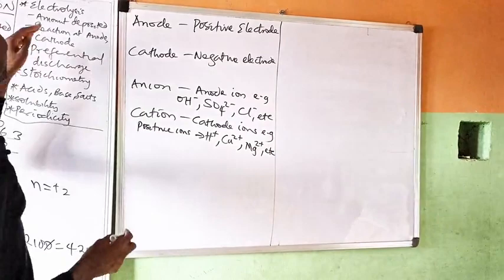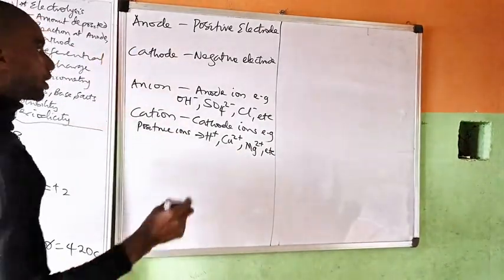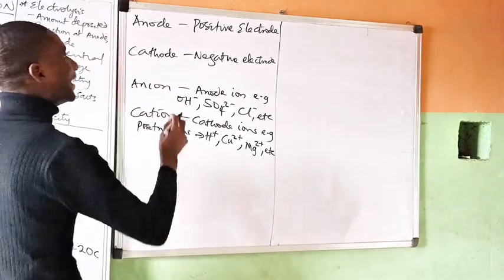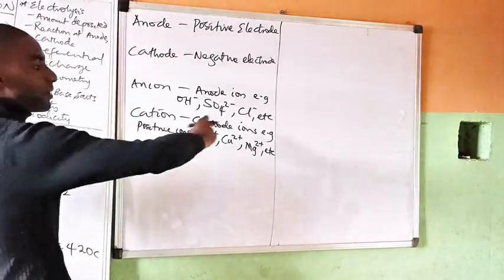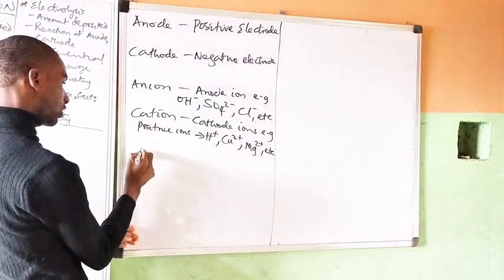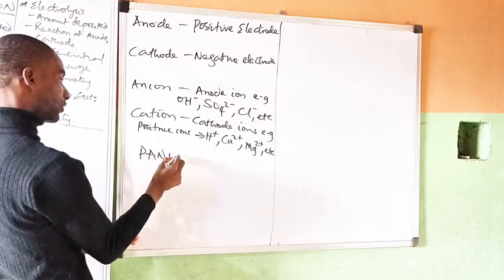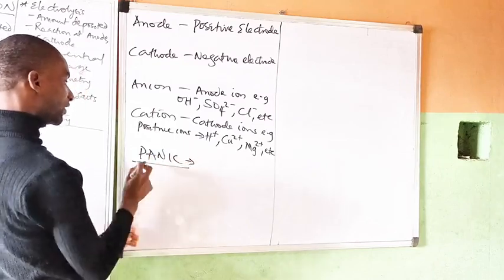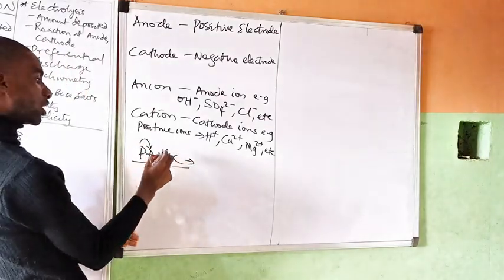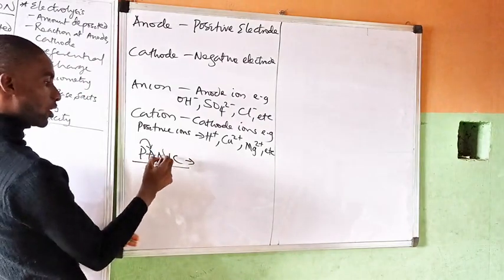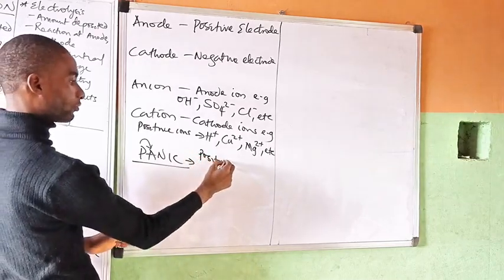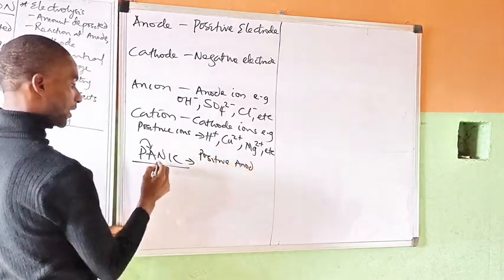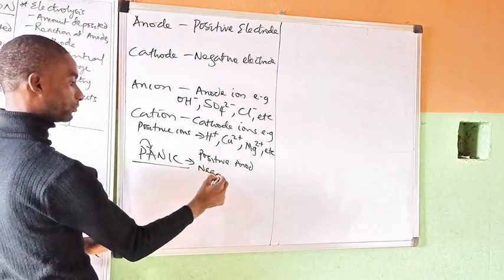Now, what occurs at the anode? I'm going to give you a mnemonic right now that you can use to remember all of these. The first I'll be talking about is PANIC. What is PANIC? PANIC means Positive Anode, Negative Is Cathode. Positive anode, the negative is cathode.